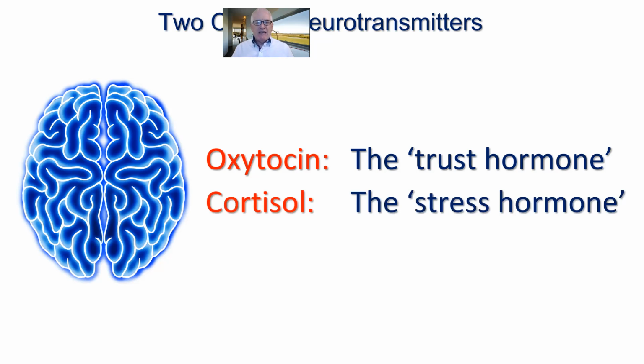Now, the other end of the scale, and there are lots more neurotransmitters, these are just the two main movers that we want to talk about because they explain a lot about the way your best boss and your worst boss worked and the effect they had on you, is cortisol. Cortisol is the stress hormone.